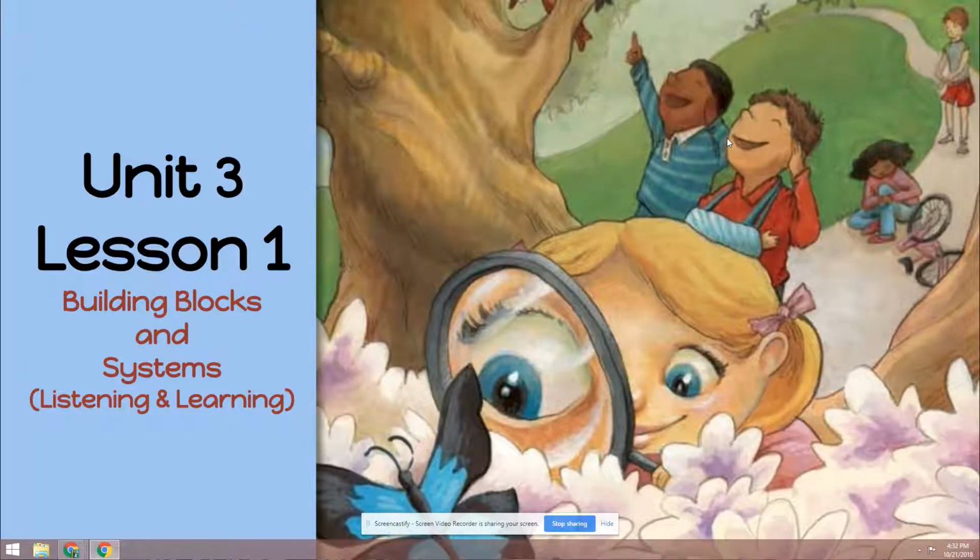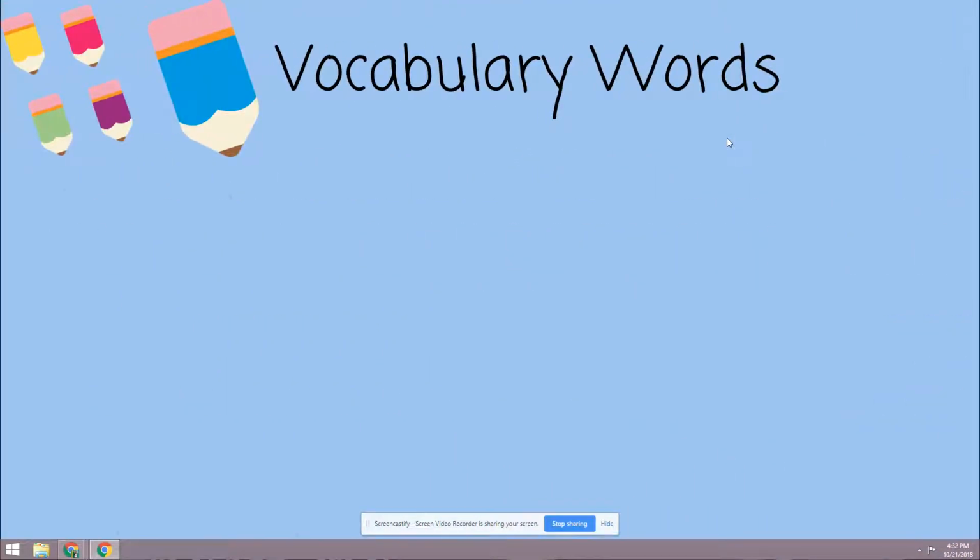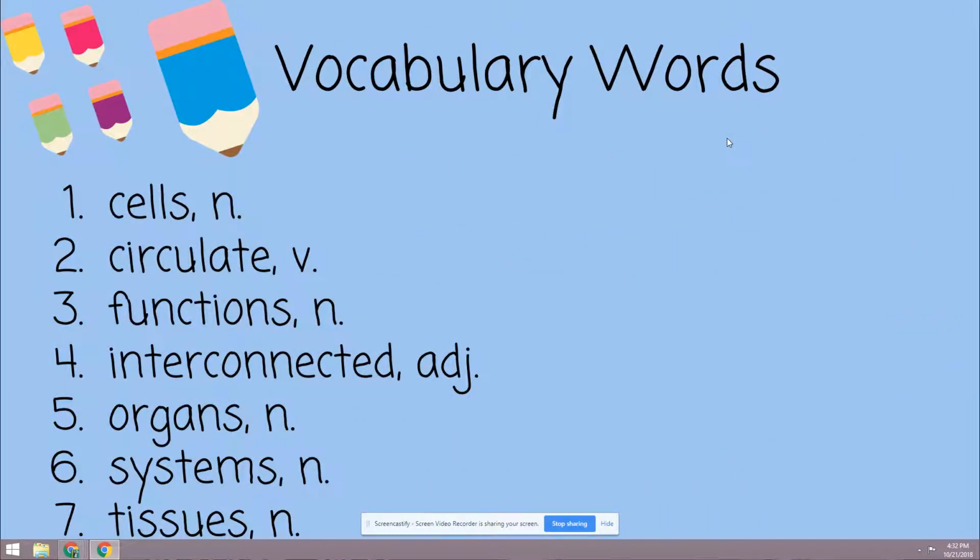Today we are starting Unit 3, Lesson 1, Building Blocks and Systems. First, let's take a few minutes to look at the vocabulary words that you're going to be hearing in this lesson. Number 1 is cells.